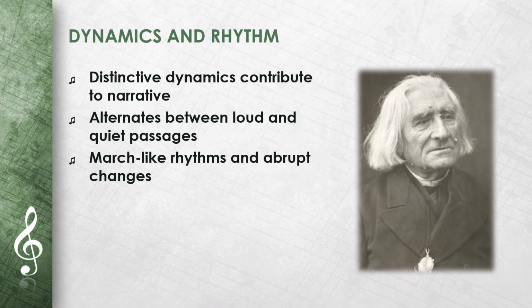The dynamics in Hunnenschlacht are highly distinctive and contribute significantly to the narrative. Liszt frequently alternates between loud, intense passages and quieter, tense moments to depict the fluctuations of the battle. Rhythm is also a central element. March-like rhythms and abrupt changes reinforce the sense of chaos and unrest that a battle entails.